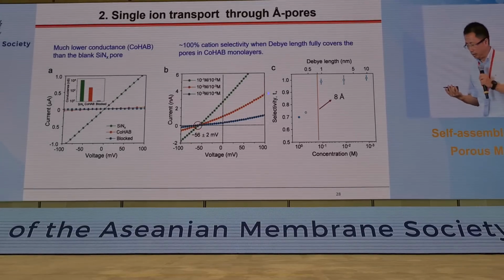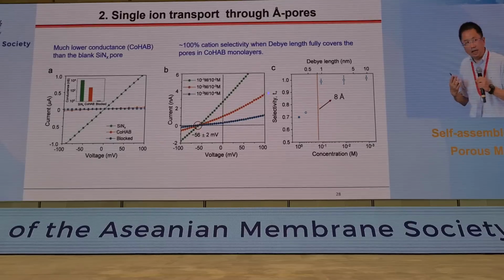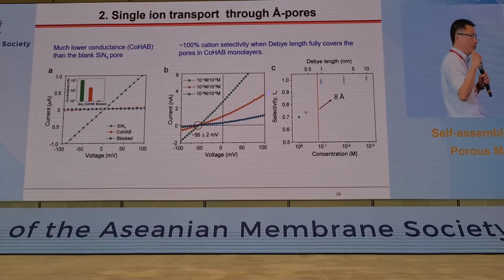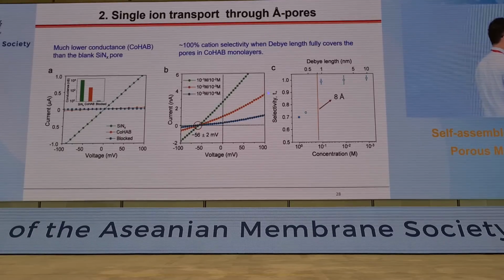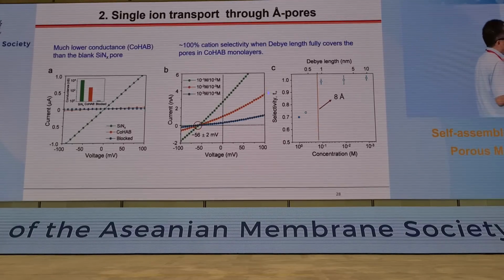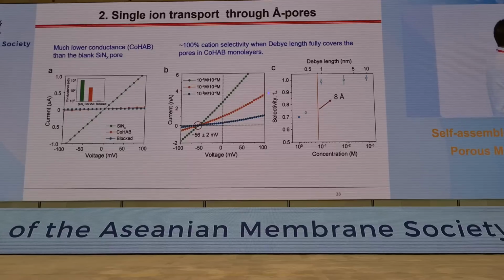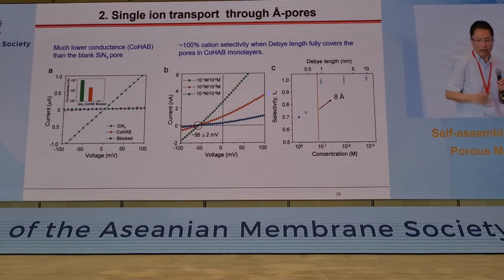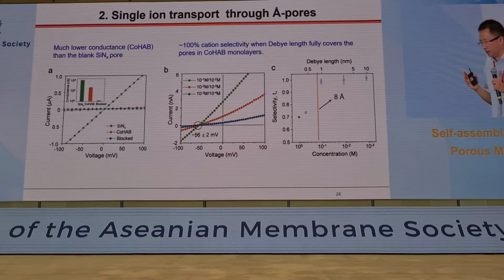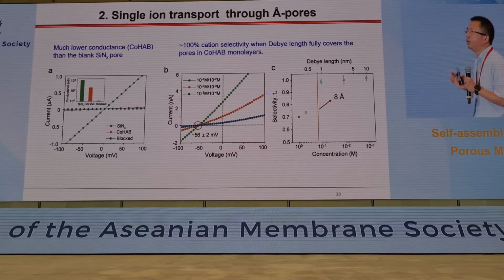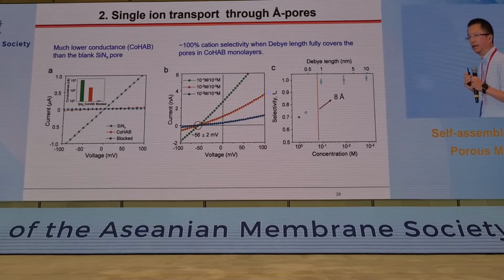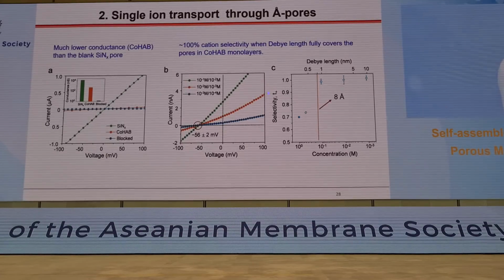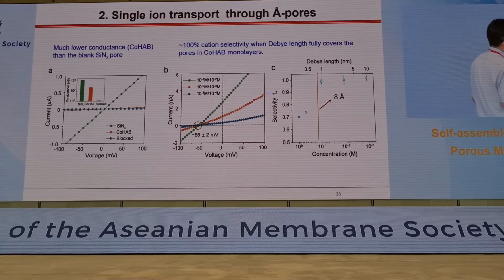This might be attributed to the decrease of the Debye length. When we calculate the Debye length at 0.1 mol concentration, we found the estimated value is 8 angstrom. Remember, this 8 angstrom is very close to the size of our solid state pores.